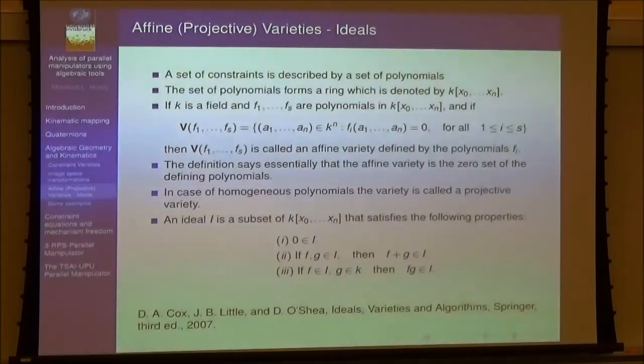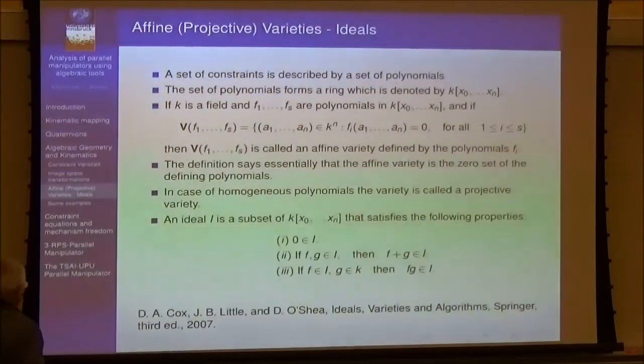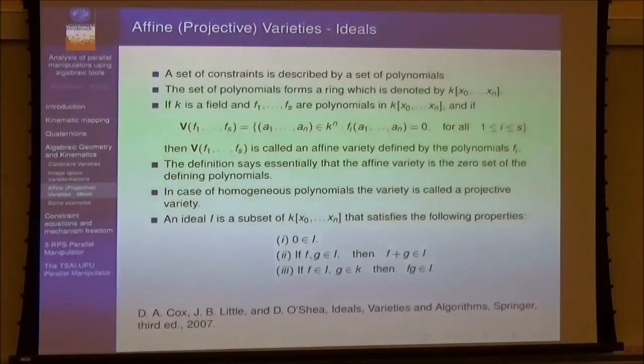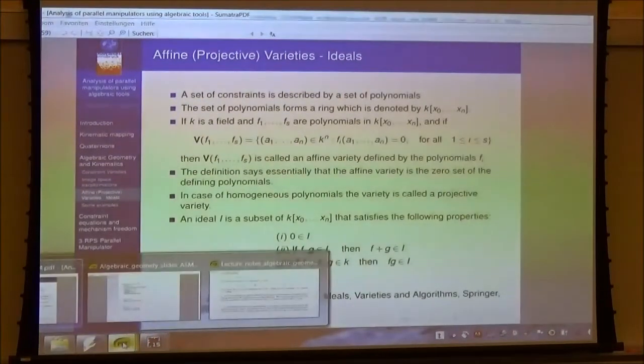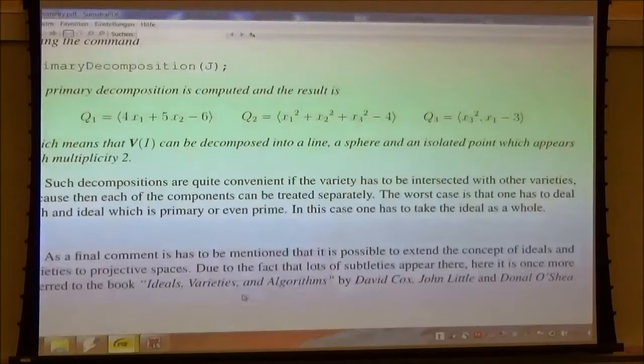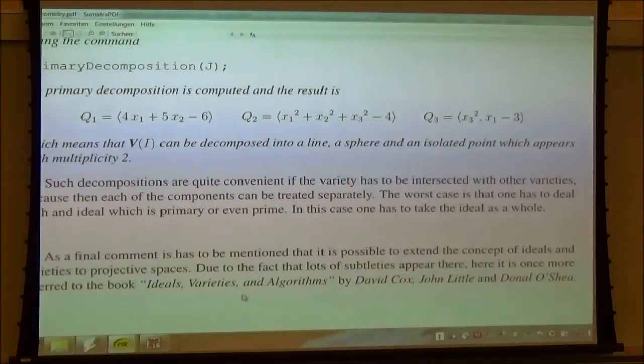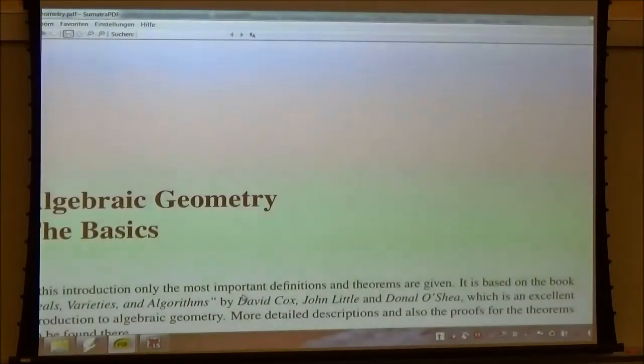If you're interested, there is a very good book with many, many nice examples: Cox, Little, O'Shea, Ideals, Varieties, and Algorithms, which came out in 2007. This is the book you should read. And what I have done is, I have provided for you something I called lecture note, the basics.